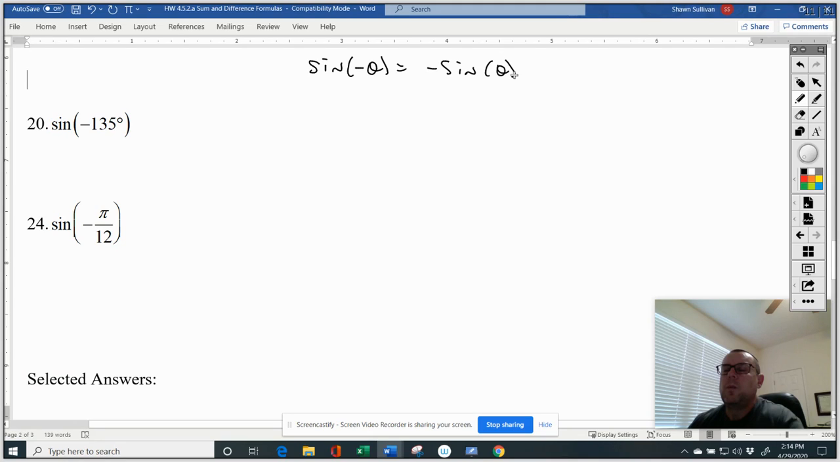And just to continue with the theme, we have tangent. Tangent of negative theta is equal to negative tangent theta. So that's also odd. Cosine is even. So cosine of negative theta is equal to cosine of theta.